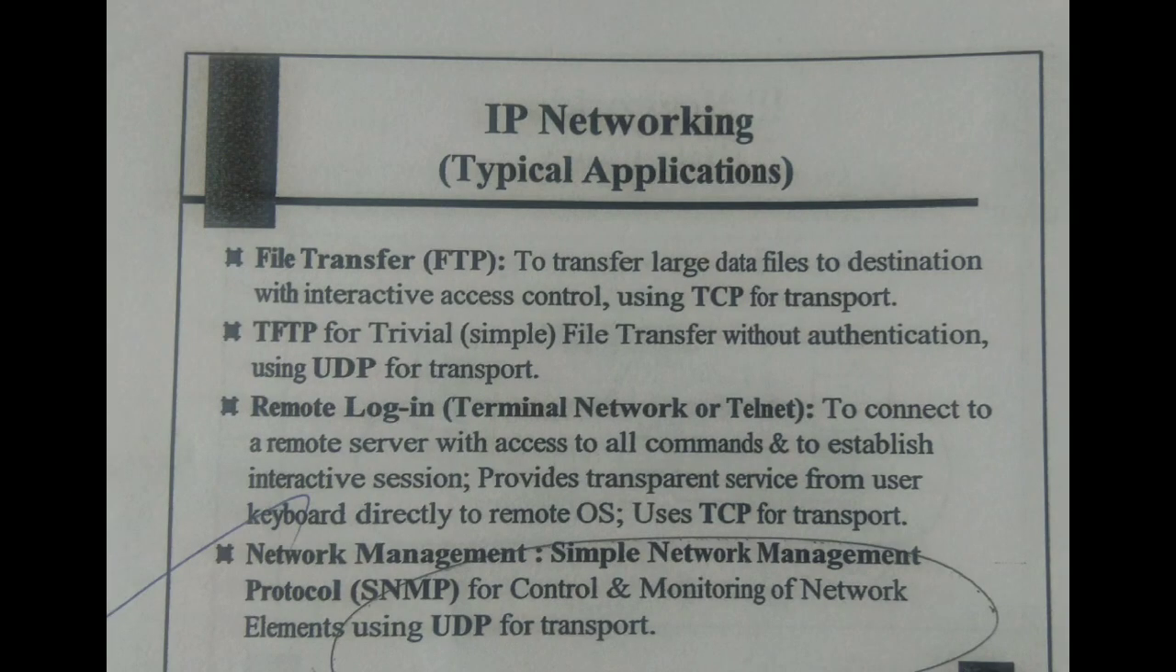Then we have file transfer protocol to transfer large file data to a destination with interactive access, using TCP for transport. TFTP is simple file transfer without authentication, using UDP. Remote login, terminal network or telnet: when we want to connect to other servers, to access a remote system from our system, we have to use the telnet command, which uses the TCP protocol. For network management, simple network management protocol, SNMP, is used for control and monitoring of network elements, using UDP for transport. In this way various services and applications work.